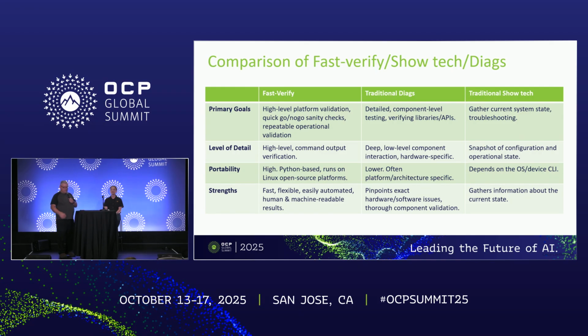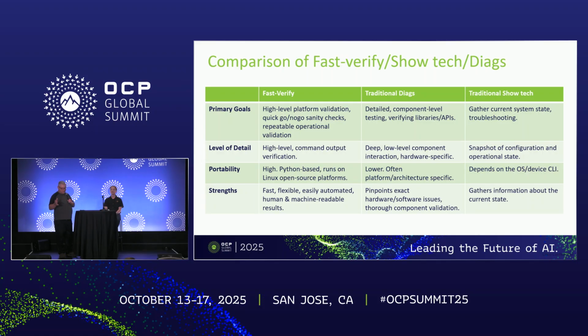So comparing it with other technologies, say Showtech or Diags, the primary goals of Fast Verify are high-level testing, running Linux commands, and looking at the output. A lot of the utilities we needed to run for this particular environment were actually command line utilities. Diags is typically more of looking at libraries or hardware or APIs and validating specific systems.